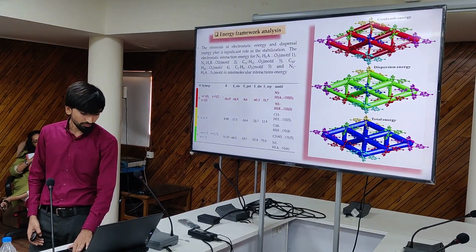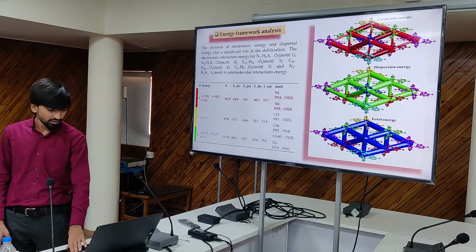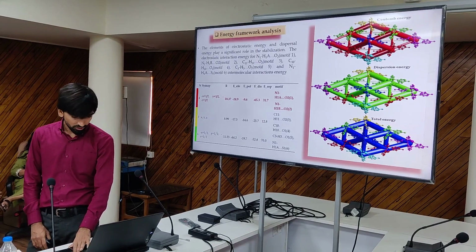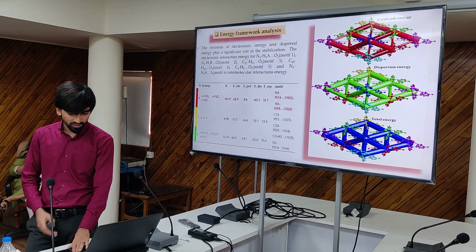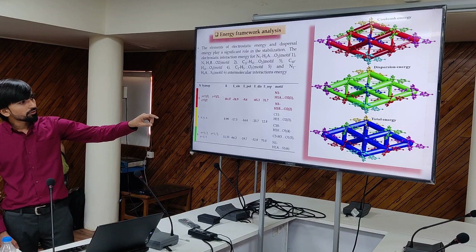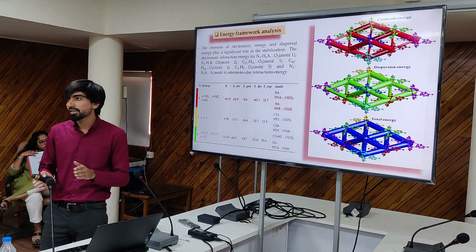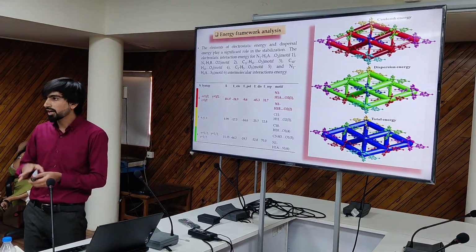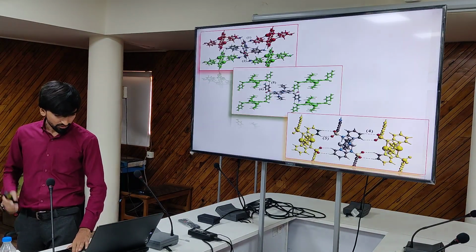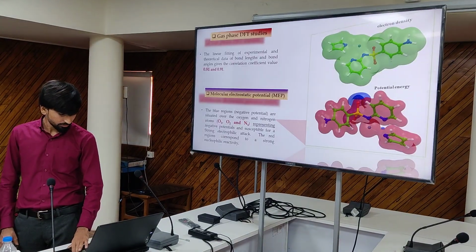The energy framework analysis. From the energy framework analysis, NH-O interactions play a dominant role in the molecular stability compared to other interactions, and this is the Coulomb energy, dispersive energy, and total energy. If the tube is big in size, it means that the interaction strength is more compared to when the tube is less in size. And these are a few interactions.